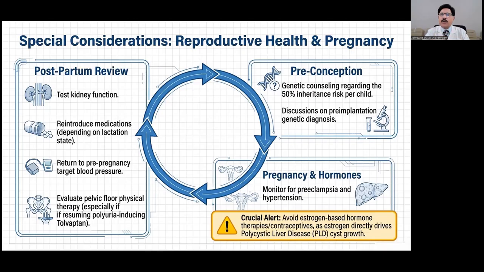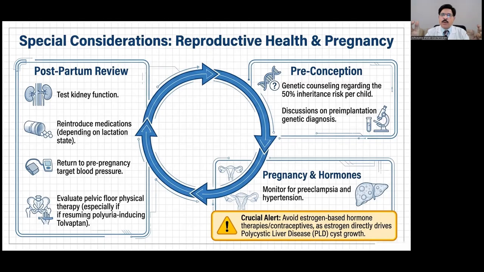Preconception, genetic counseling regarding the 50% chance in the child. You have to tell the parents. One of them has ADPKD, it's an autosomal dominant condition. You have to give genetic counseling. 50% of children are going to get the disease. Discussion on preimplantation genetic diagnosis.